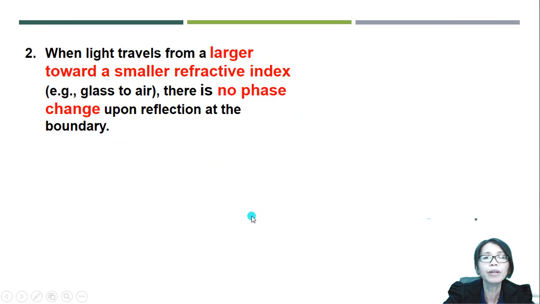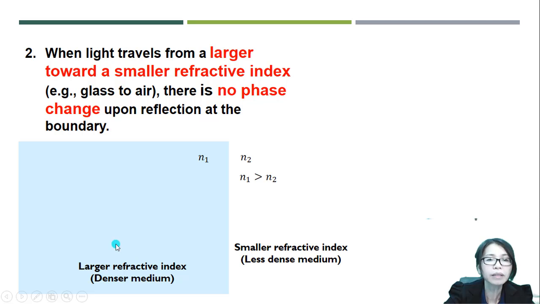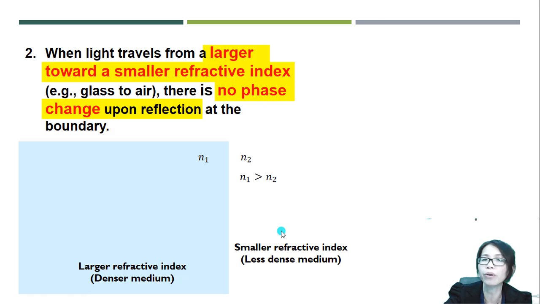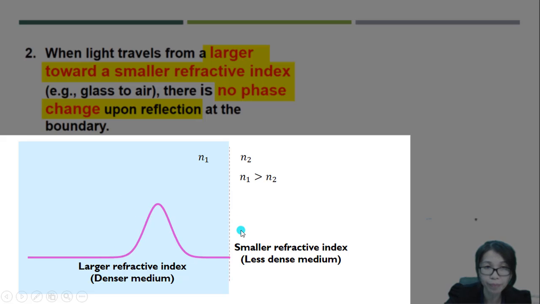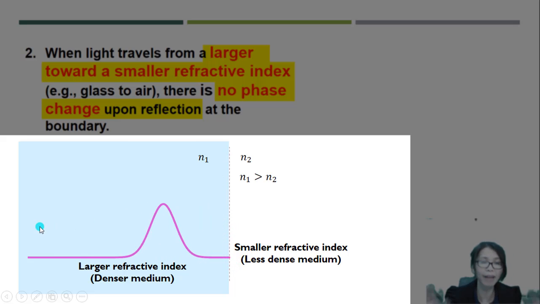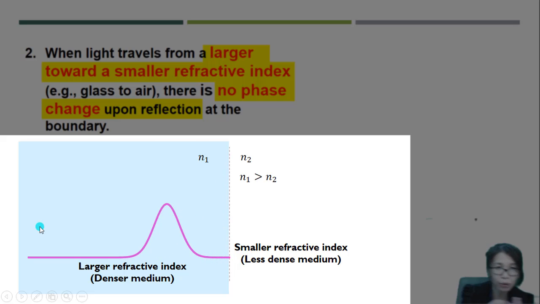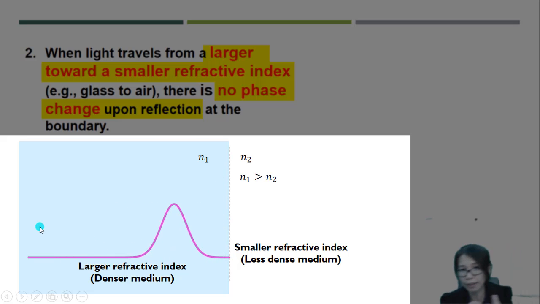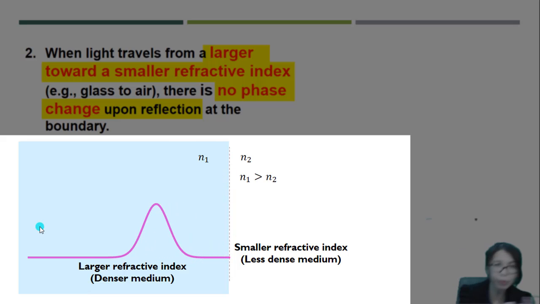But when light travels from a larger refractive index towards a smaller refractive index medium, for example from glass to air, we will find out that there is no phase change upon reflections at the boundary. Okay, let us observe the movement of this wave. See, when it reflected, nothing happens. Okay, bila dipantul balik, dia sama macam yang datang.